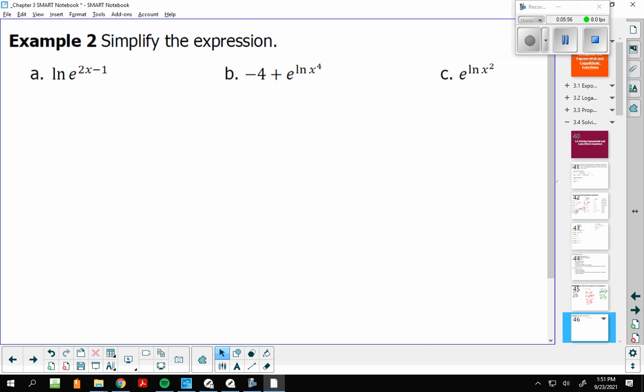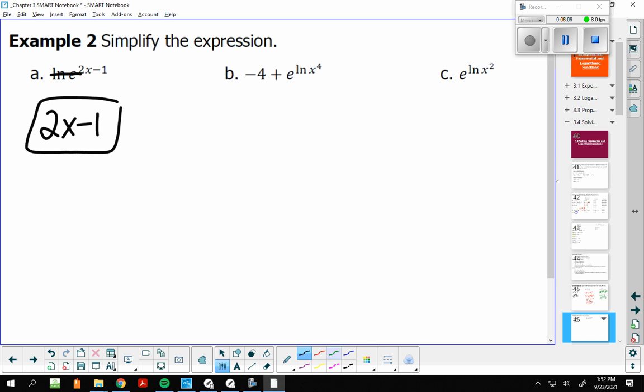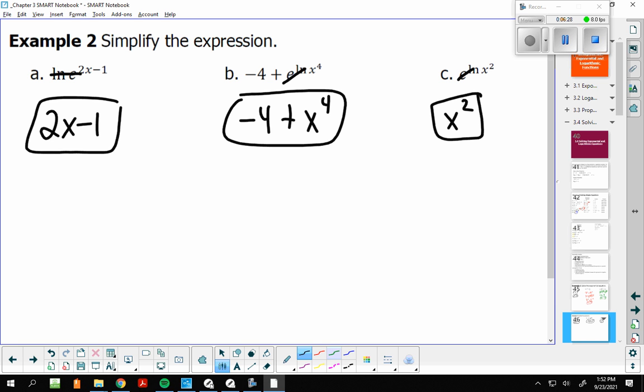Simplify the expression. So this is using our inverse properties that we learned yesterday or the day before. Natural log and e just cancel, and we get the exponent 2x minus 1. Same thing here. e raised to the natural log cancels, so we get negative 4 plus our exponent, which is x to the 4. Those are not like terms, so we can't add those. And then again, e raised to the natural log, we just get x squared. Doesn't matter if the x to the 4th or negative 4 is in front or behind.